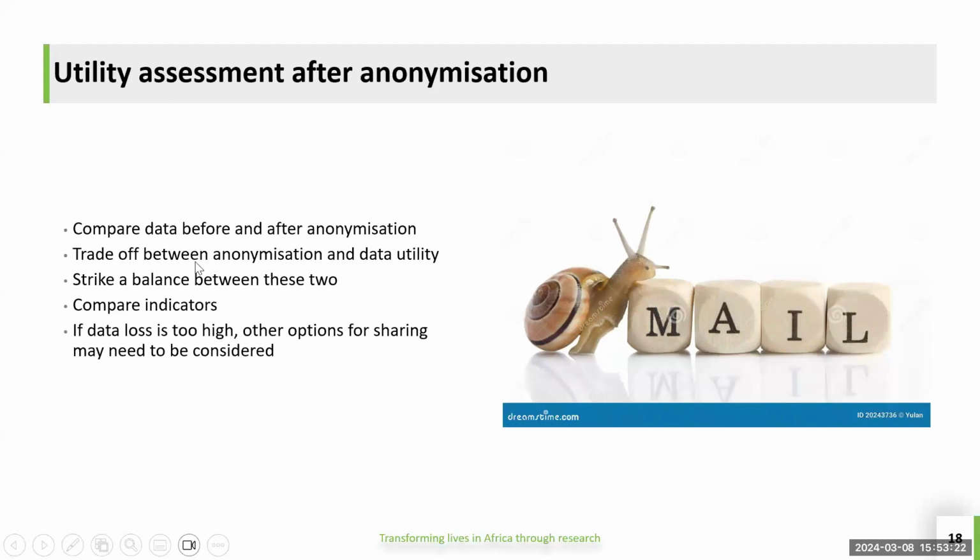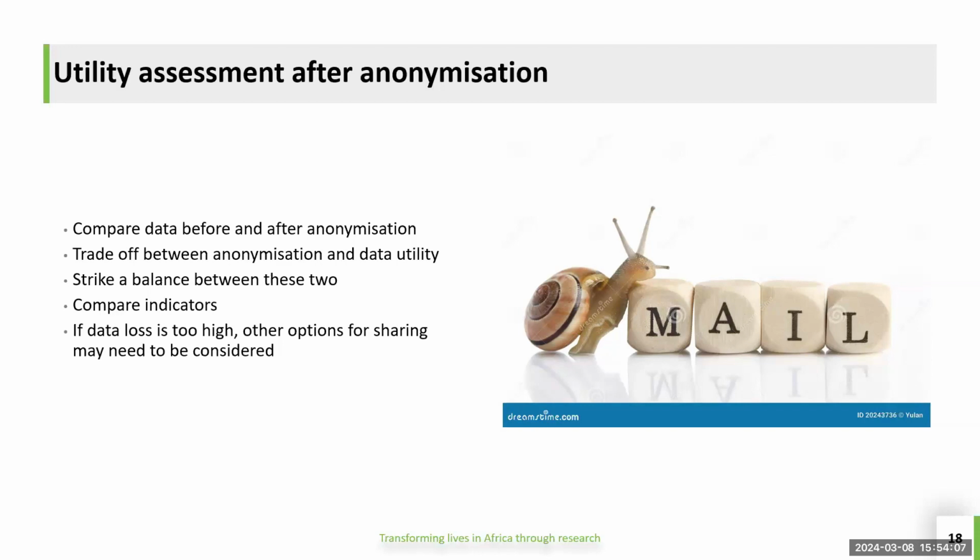But the big point here is that you want to assess utility of your data after you've applied those techniques for anonymizing the data. You want to see whether the data is still useful for the purpose that you want to share them or to use them. So compare data before and after anonymization. As we said, there's a trade-off between anonymizing your data and the utility. The more anonymous the data are, that's good for the individuals who are in the data because then they won't be identifiable, but then the utility of the data goes down. So you want to strike the balance between those two.